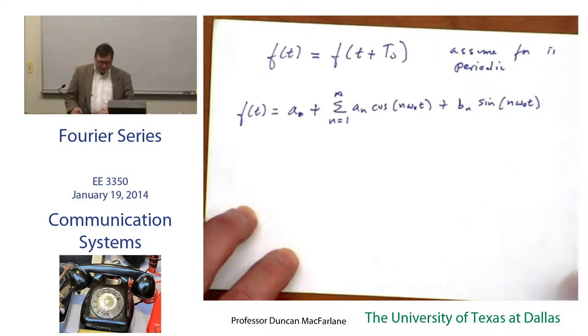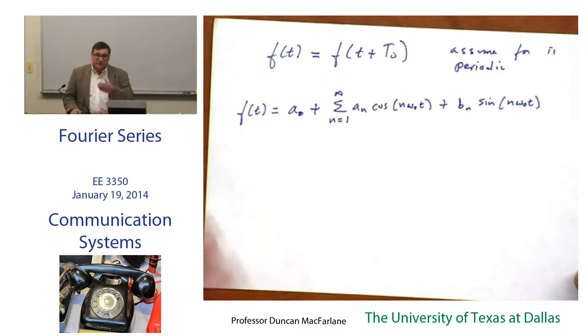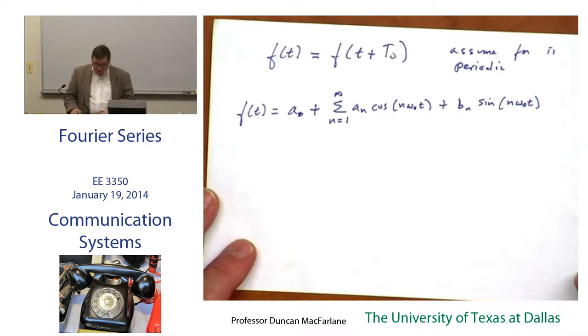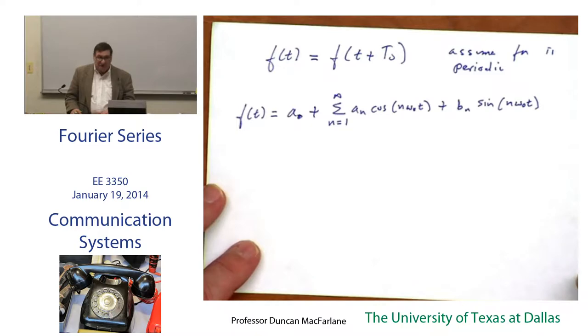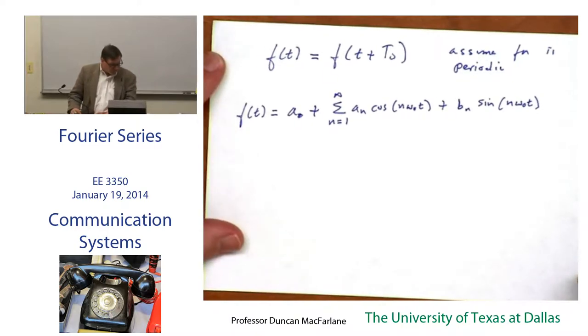And so it seems like a reasonable assumption, although it escaped the notice of a lot of mathematicians until the 1700s. Now the problem is, well, what are the A's and what are the B's? That's the tricky thing, and that's where we're going to look at our orthogonality.